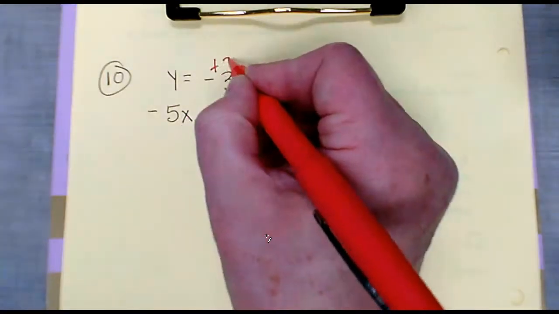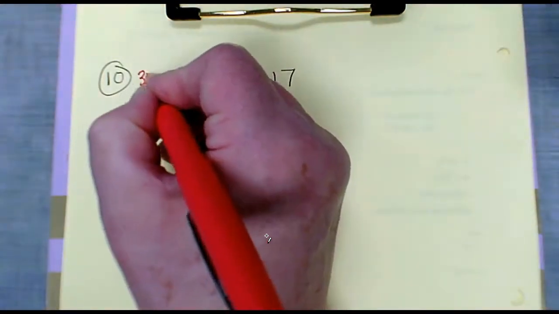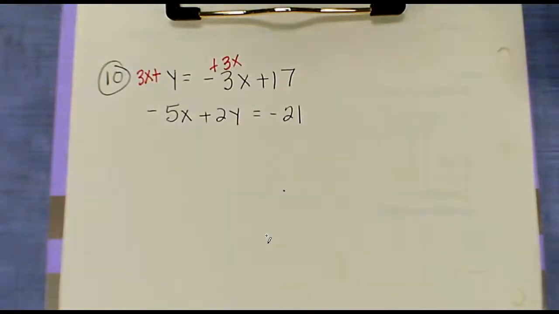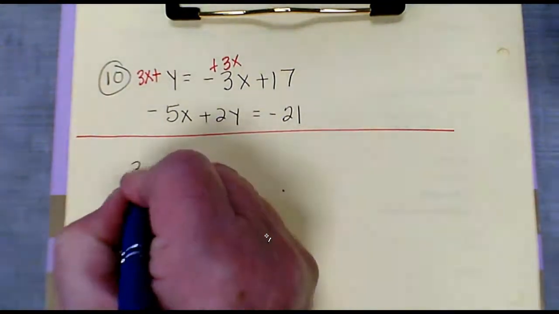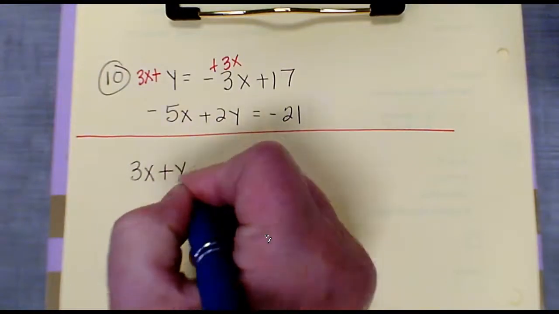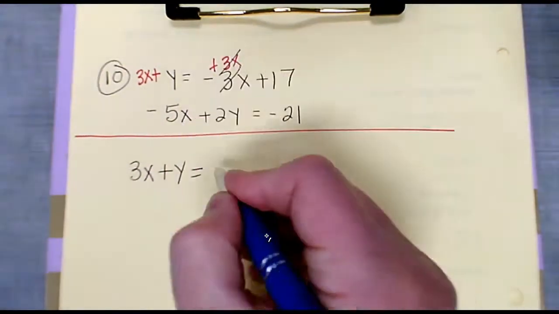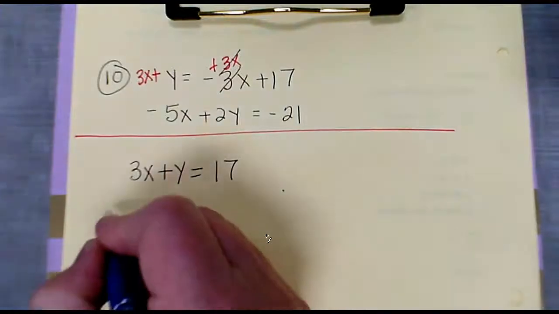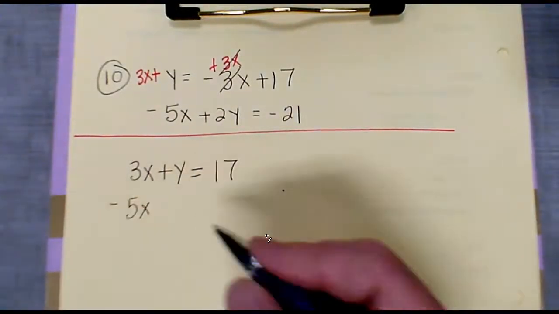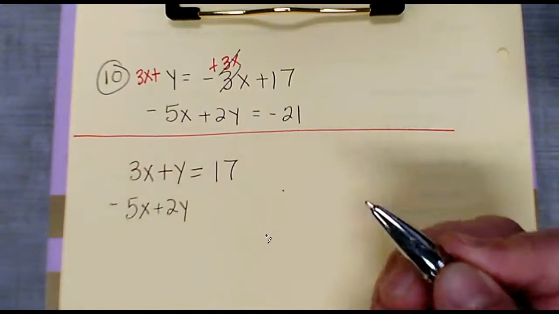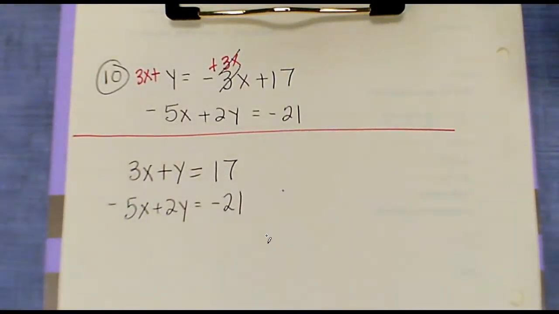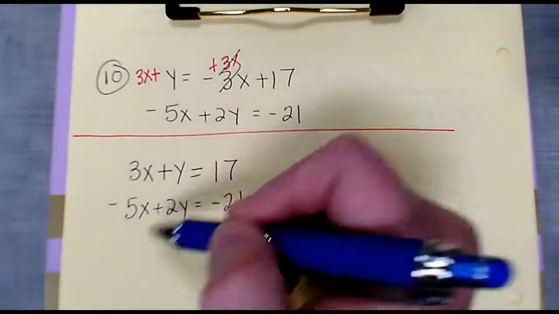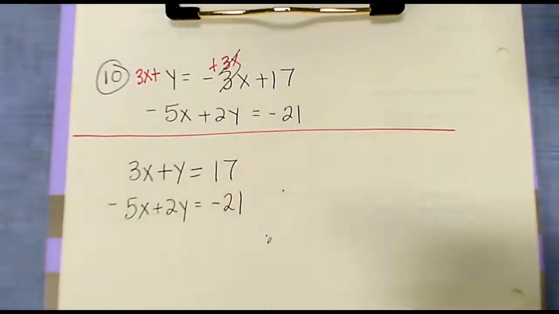And so I'm going to add 3x on both sides of this equation right here, so that the first equation becomes 3x plus y equals, cancel out, 17. And so now, do I have my x's lined up, my y's lined up, and my numbers lined up?